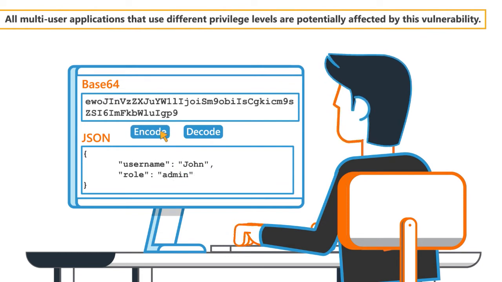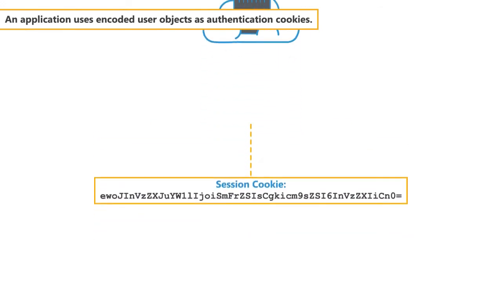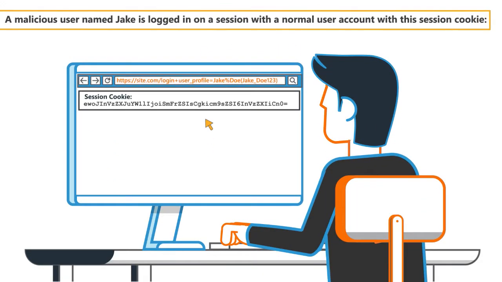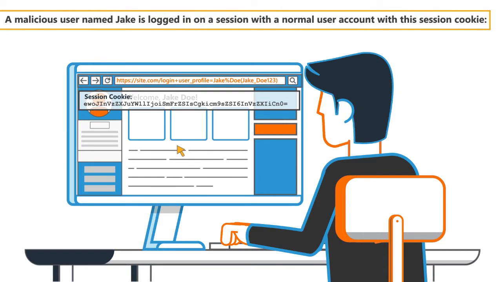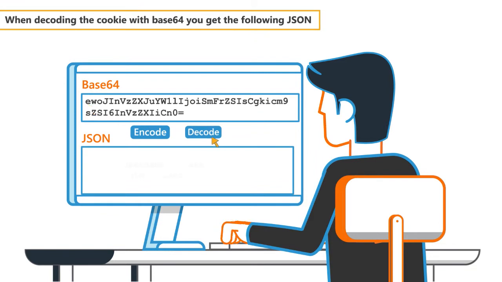To better understand improper authentication, let's look at an example. An application uses encoded user objects as authentication cookies. A malicious user named Jake is logged in on a session with a normal user account with this session cookie. When decoding the cookie with Base64, you get the following JSON.